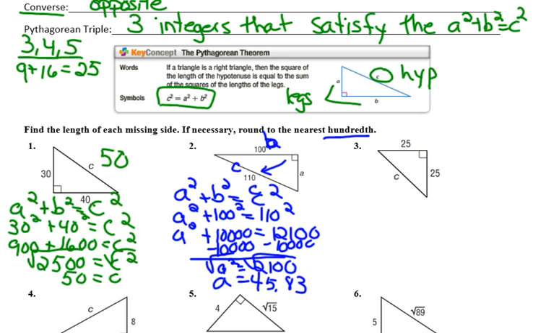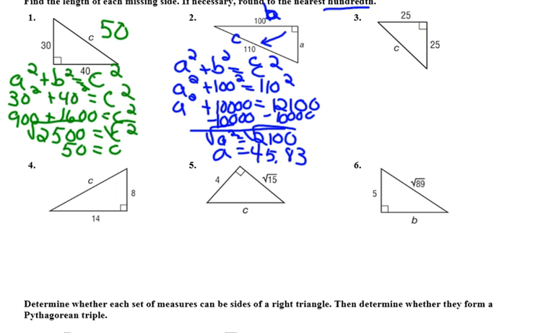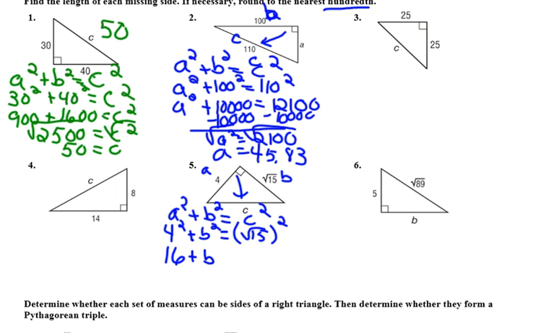Okay, I want to get down and look at some with the radicals in them. So I want to actually do number 5. So here we're looking for C. We have A and B. So again, I'm going to start with my formula. A is 4, I'm looking for B. So one thing that you have to remember is that squaring and square rooting can go through and cancel each other out. So we're really left with 15.